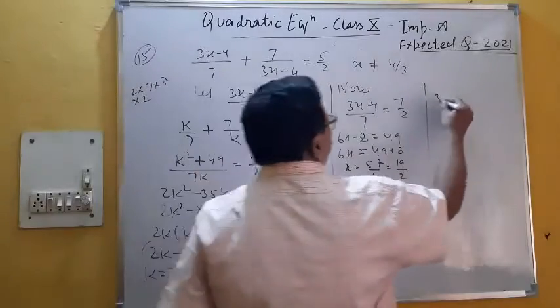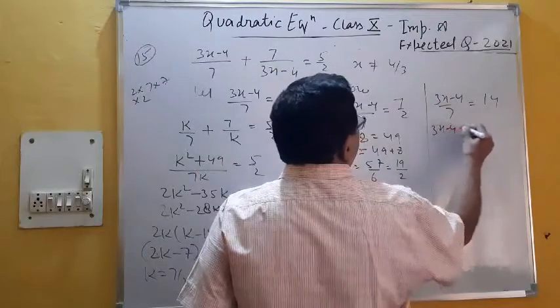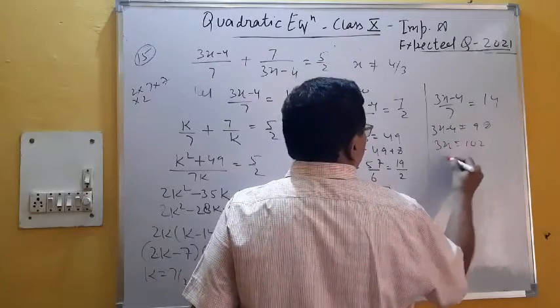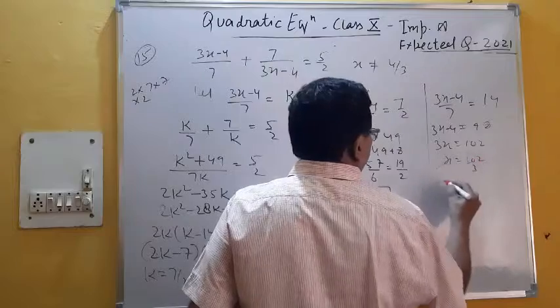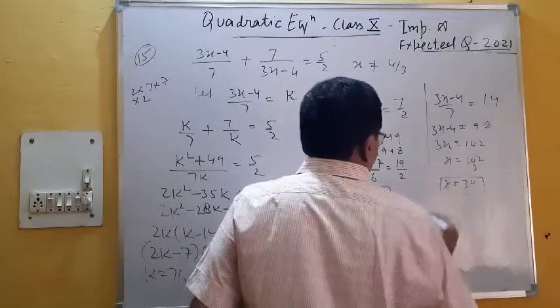And the second part: 3x minus 4 upon 7 equal to 14. 3x minus 4 equal to 98. 3x is equal to 102. x is equal to 102 upon 3. So x equal to 34. Two answers are there.